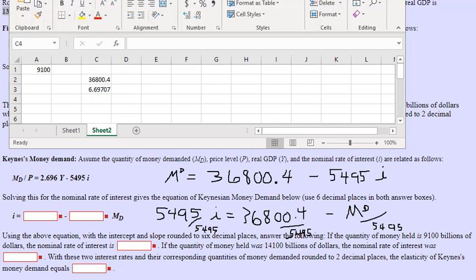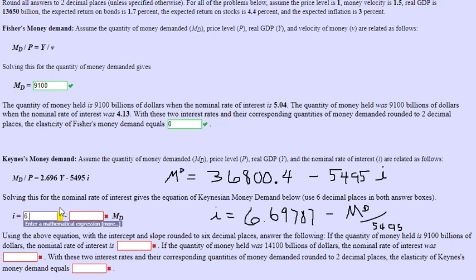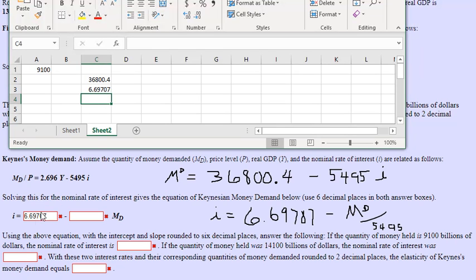So I'm going to go over here and erase this. And I'm going to erase this value because I just calculated it, right? This value was 6.69707, right? So I'll just go ahead and type it in. That's the intercept. 6.69707. Okay, so let me just copy it.